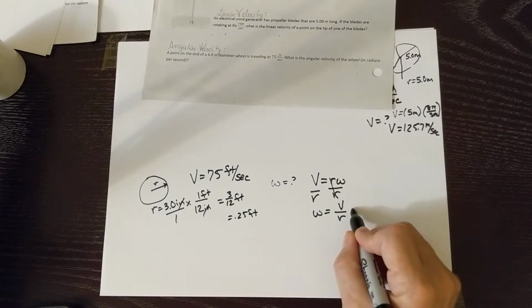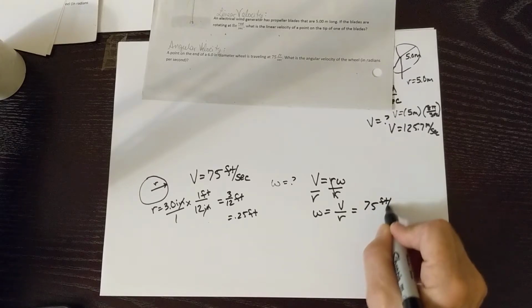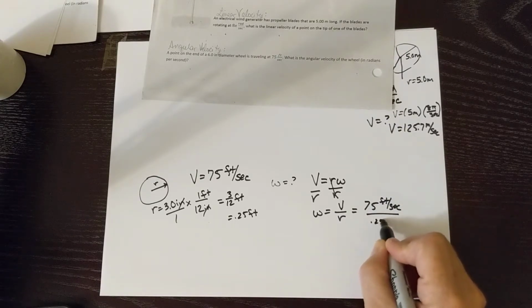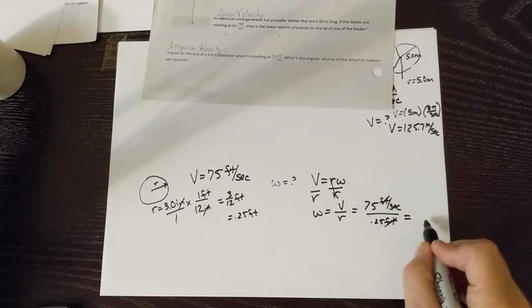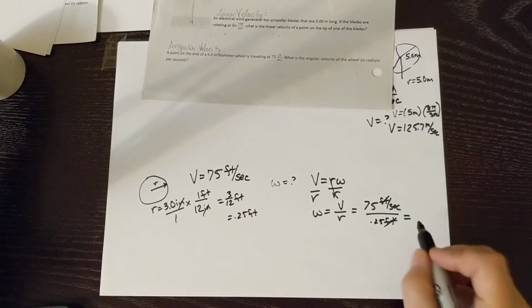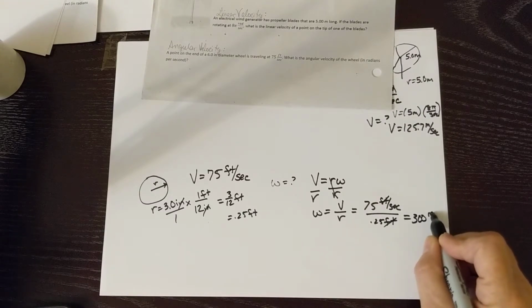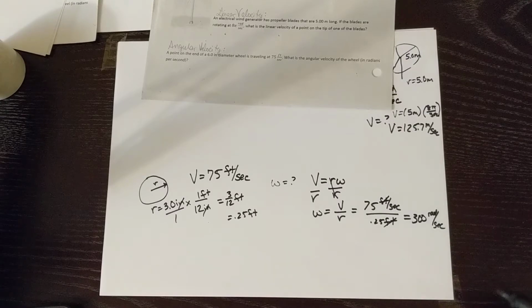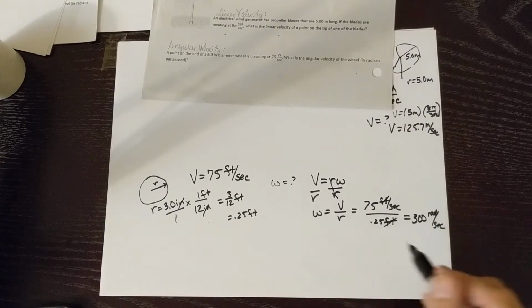So when we put this in this formula here, we get V, which is 75 feet per second, divided by R, which is 0.25 feet. The feet are going to cancel. And we're going to get, when you put this in your calculator, 75 divided by 0.25 is 300 radians per second. We know that this is going to be in radians when we are using that formula. So that is the angular velocity.